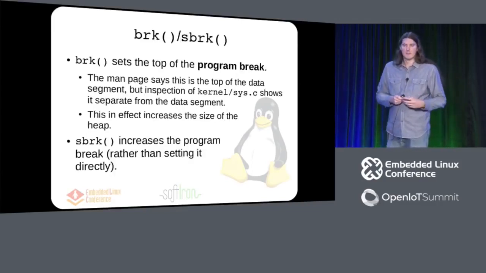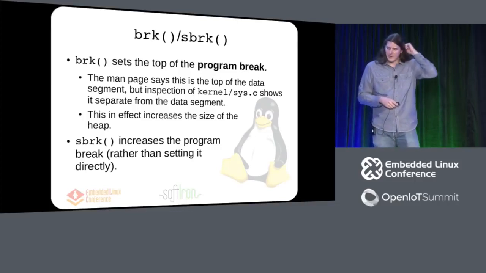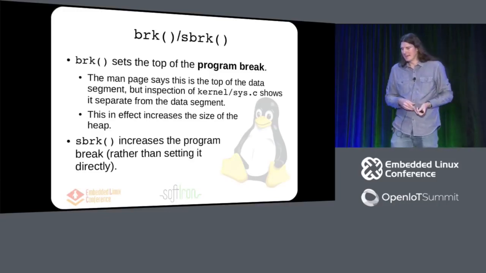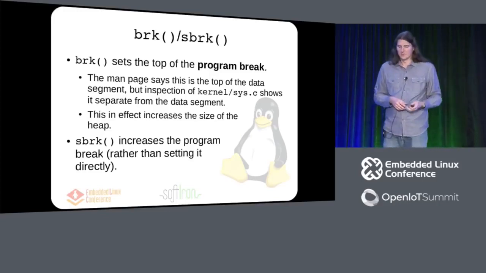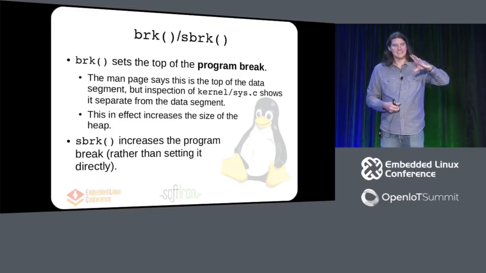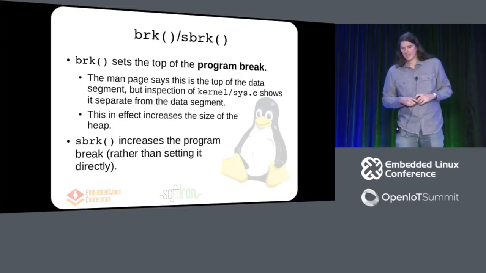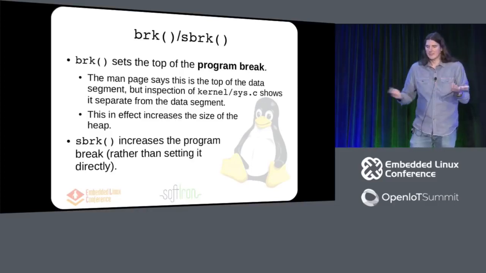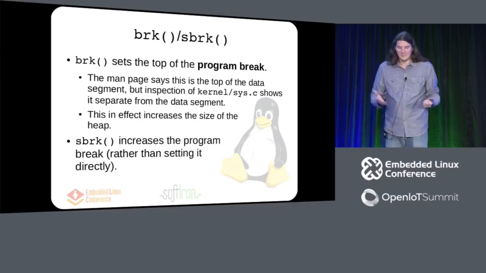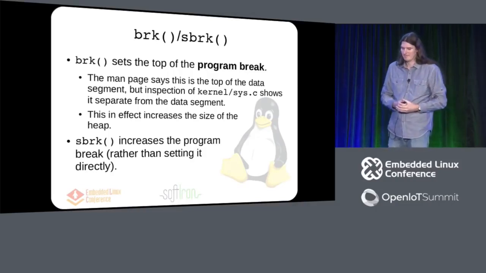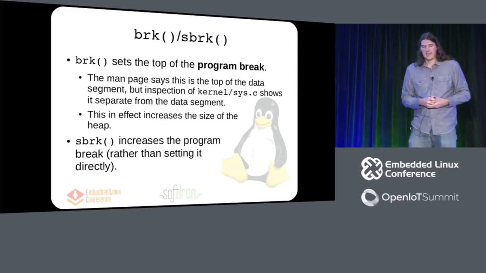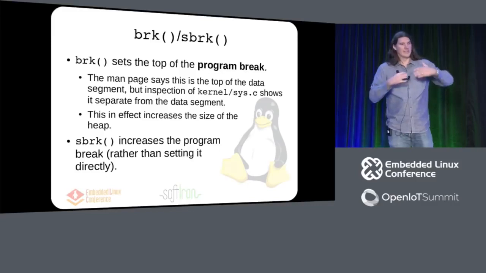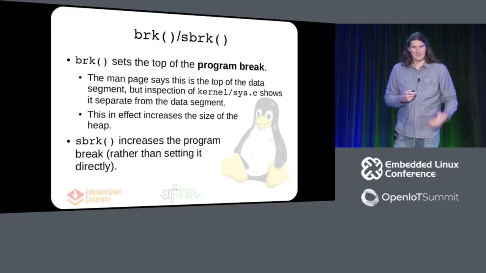So brk sets the top of the program break. If you read the man page for brk, it says that it increases the top of the data segment. But if you inspect kernel/sys.c in the kernel source code, you'll find that the program break is actually a separate data segment. So calling brk to increase the top of the program break effectively increases the size of the heap. The break is the heap. That is the kernel terminology for it. There's also the sbrk system call, and this just takes a different parameter. This allows you to pass in a number of bytes that you want to increase it by, rather than setting the top of the break directly.